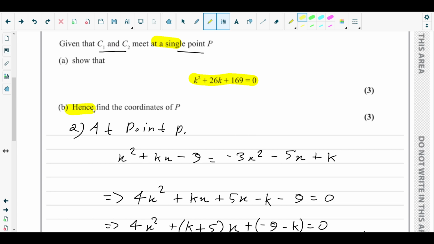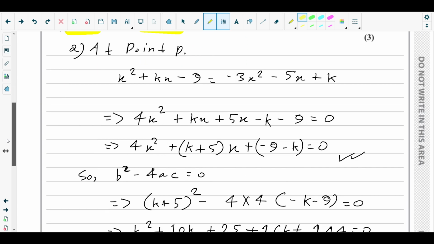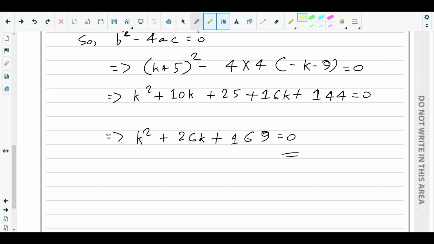Next, for part B, hence. That means we need to use the previous workings to find the coordinates of P. We need to find out the coordinates of point P. Okay. So for finding the coordinate of point P, at first we need the value of k, right? Since k is unknown. So let's find out the value of k using this equation.